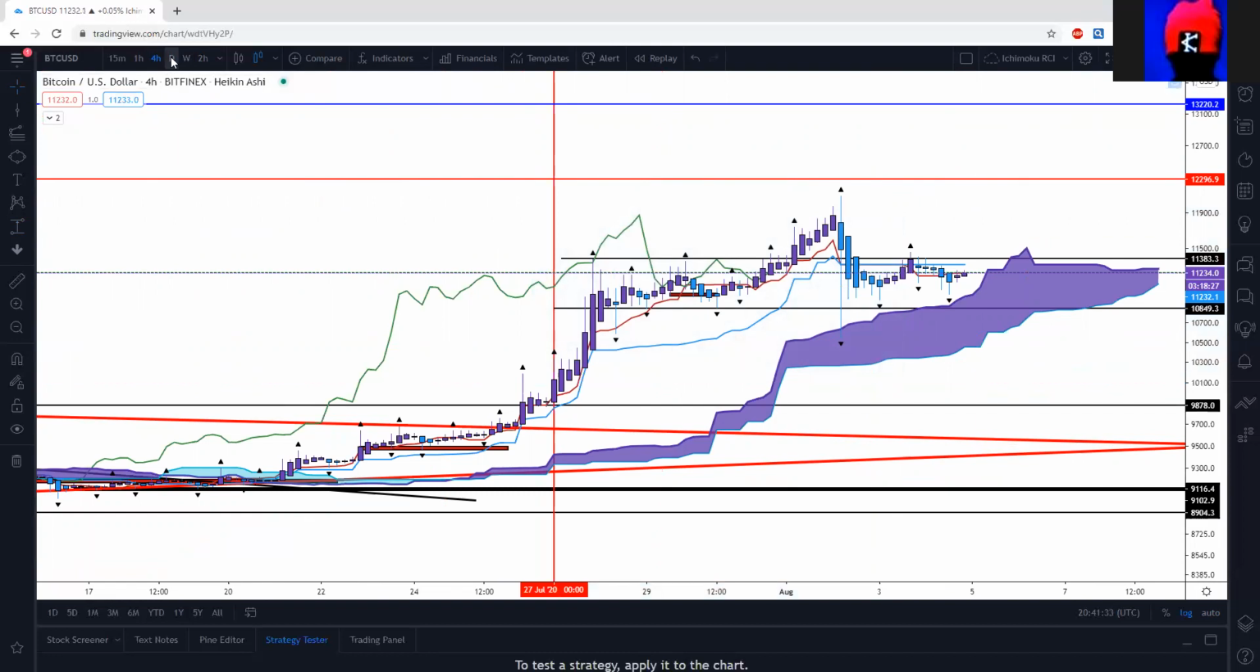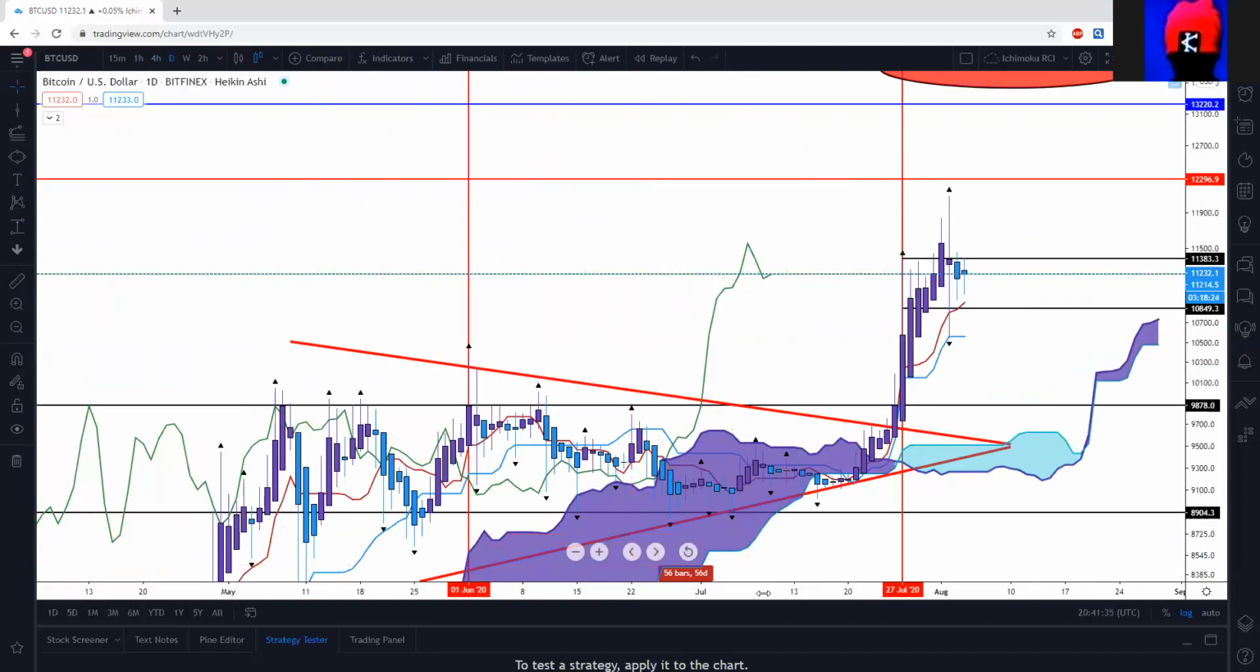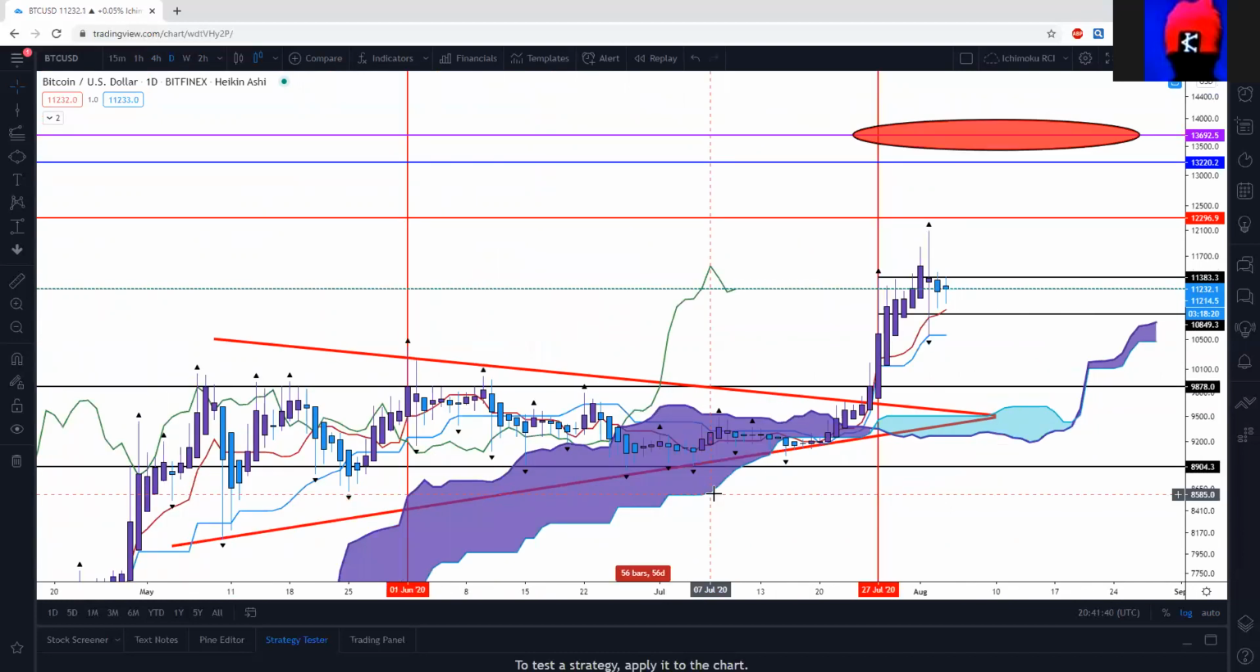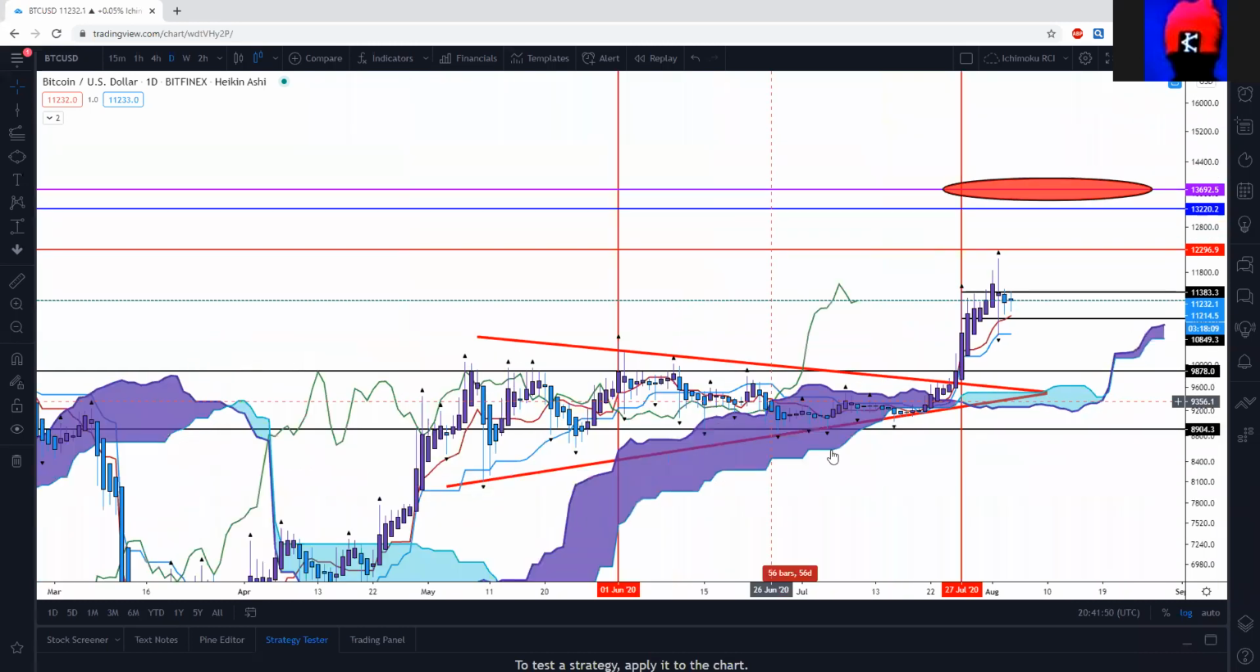So that's why I like using the time and the wave theory and reading the markets. But if you're gonna use this trading strategy, it's best to stick with the daily time frame and then break it down from there. That's the best way to use this.